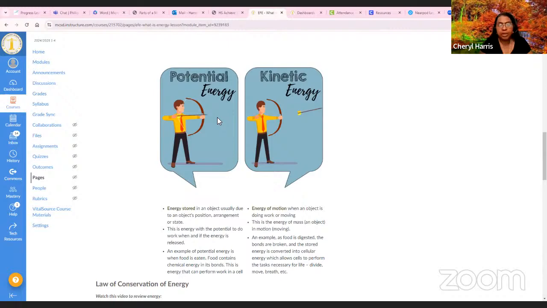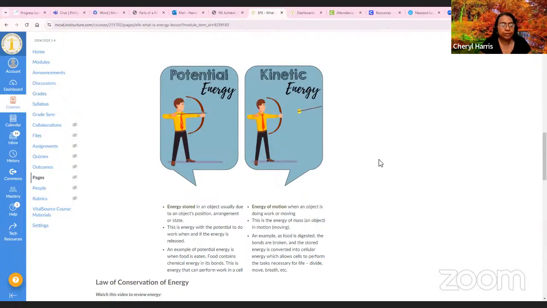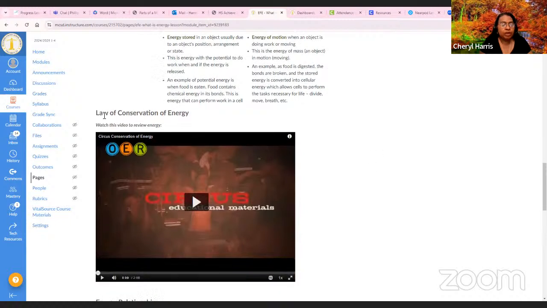And again, this just basically reviews potential and kinetic energy. The law of conservation of energy, I'm sure you've heard this before. And we're going to keep on talking about this. This is why we have the circle of life, because all the energy in the universe is already here. We are not creating any more energy. Okay, it just keeps getting cycled and cycled and cycled.